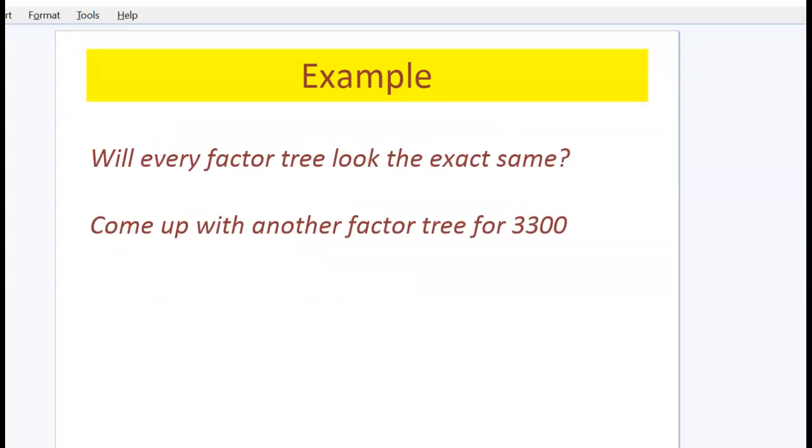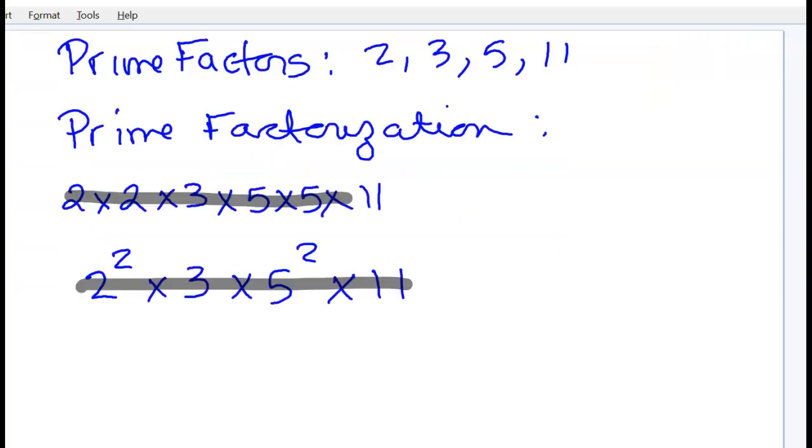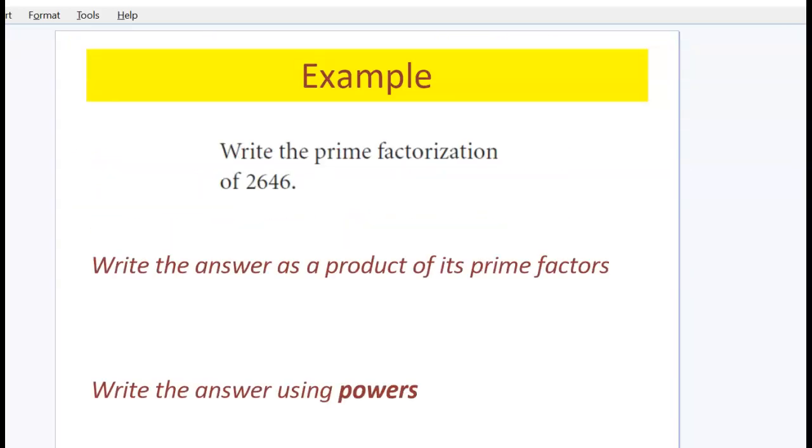Will every factor tree look exactly the same? No, there could be other ways that you could factor down 3,300, but no matter which way you start, you will always end up with the same prime factors and the same prime factorization at the end.